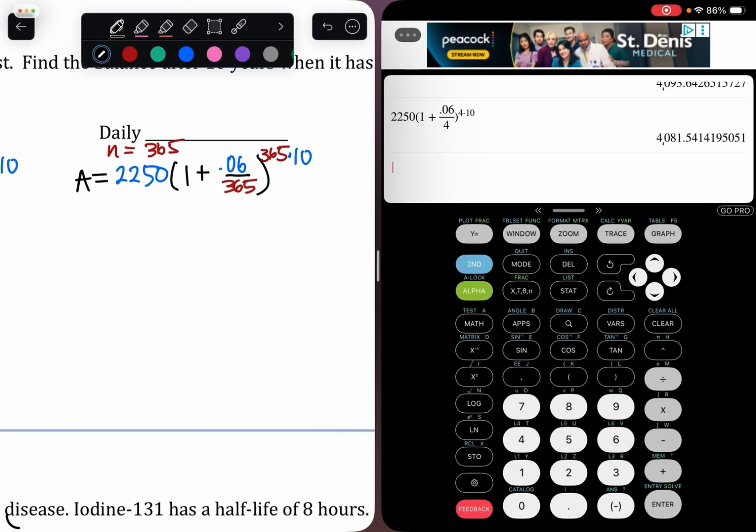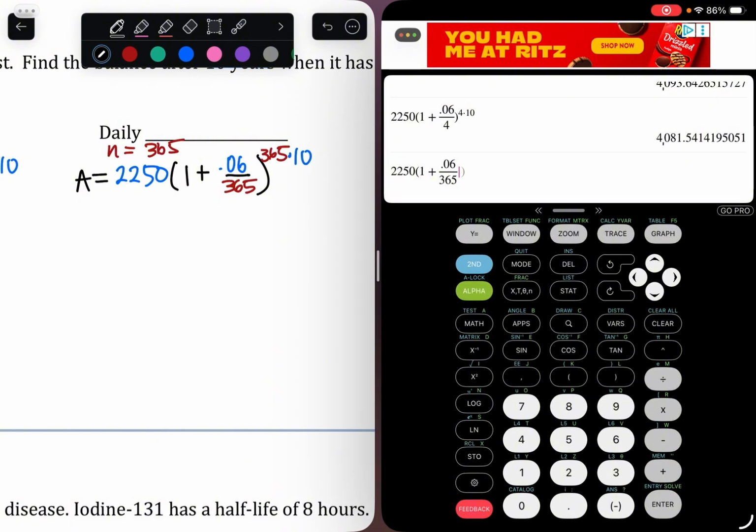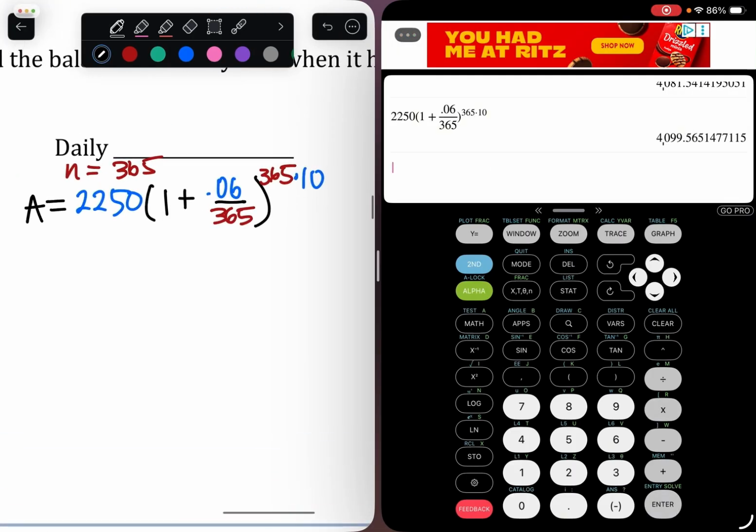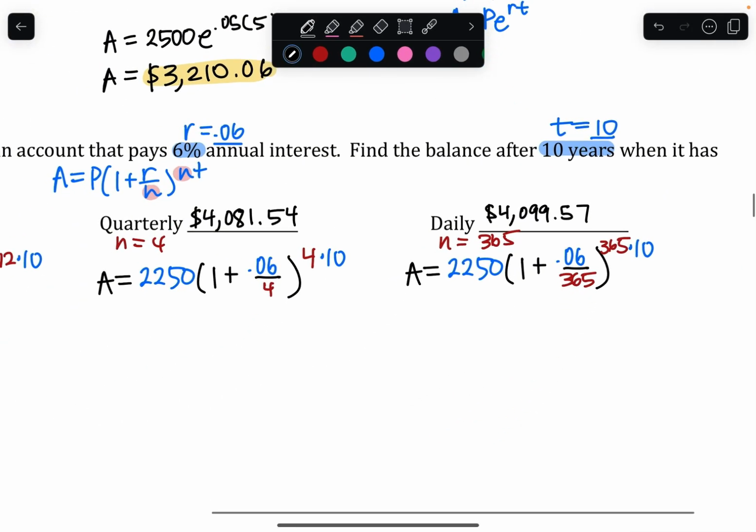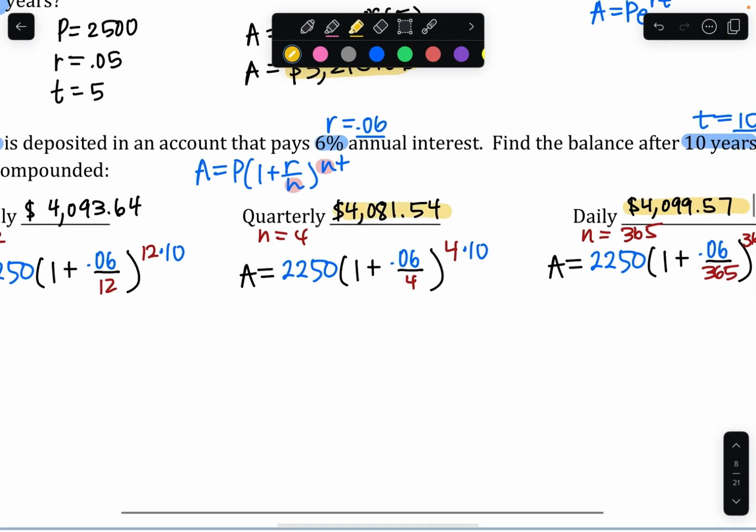And then for daily, I might just retype the whole thing. 2250, 1 plus alpha y equals 0.06 divided by 365, raised to 365 times 10. $4,099.57. Okay, and so you can kind of see that the more compounds per year, it actually increases the value in your account.